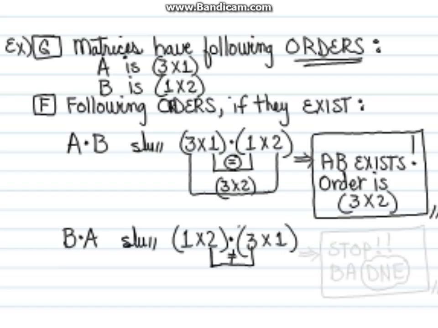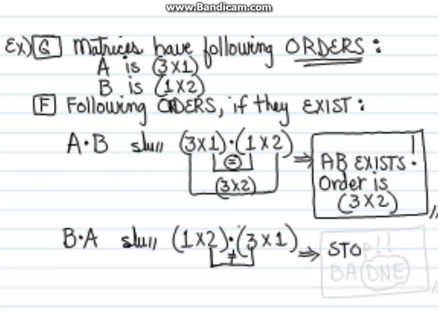Compare the inner entries. Oh, wait a minute. 2 and 3, they're not equal. And since they're not equal, we cannot even do the multiplication, which means the product doesn't even exist. When something doesn't exist, we say DNE, does not exist.